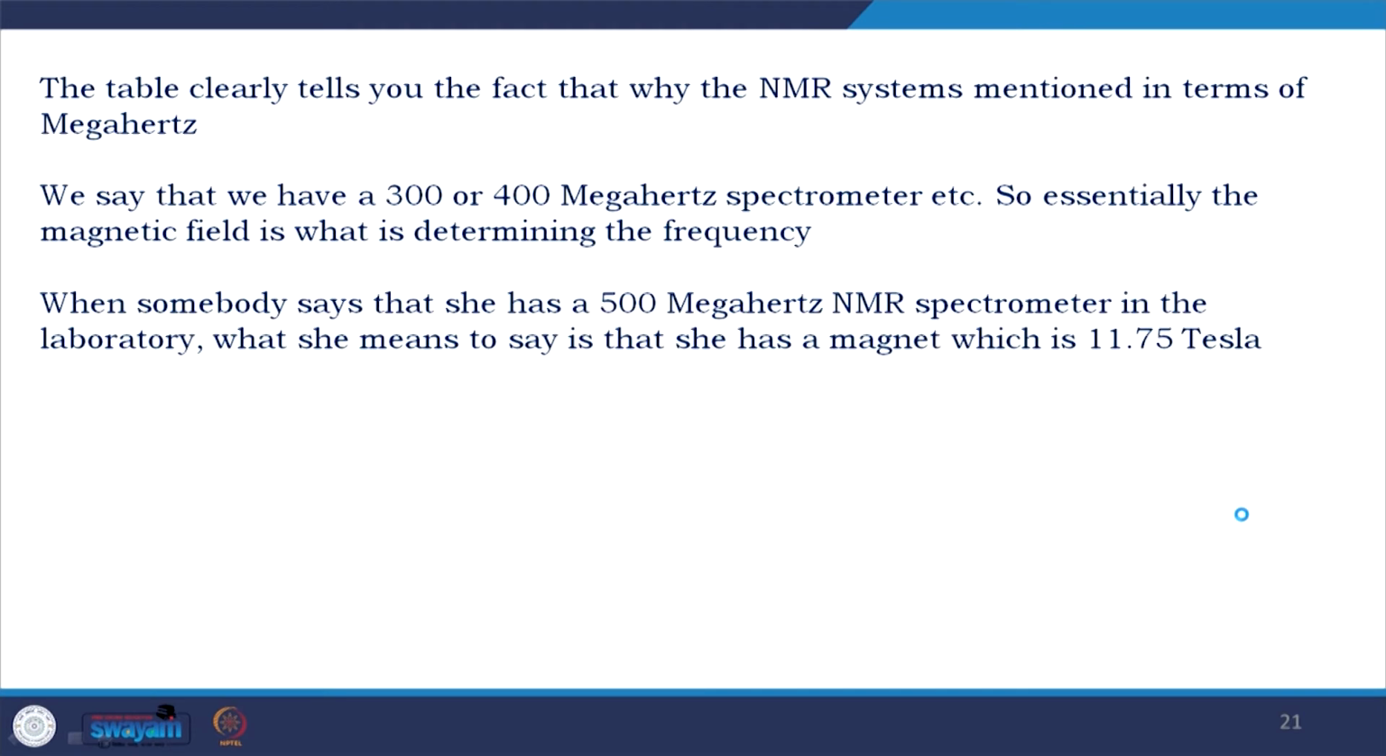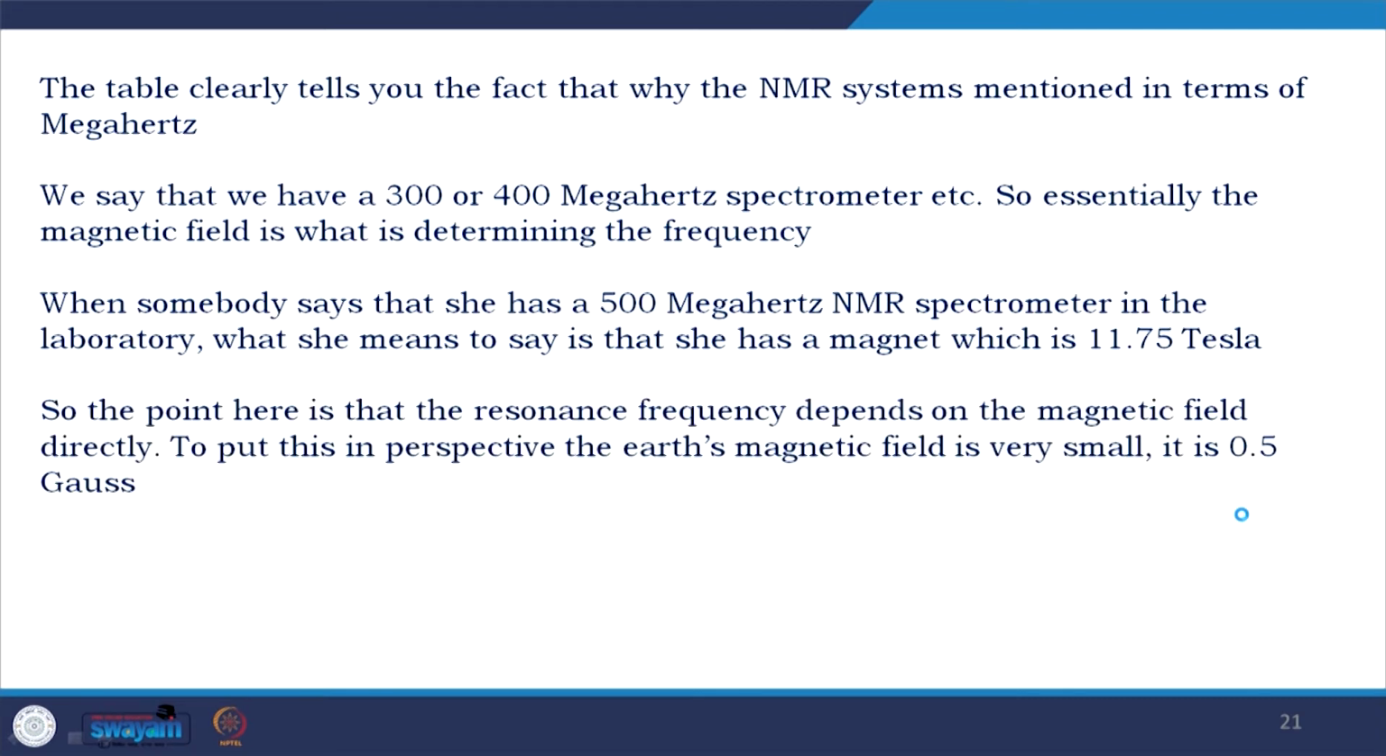When somebody says that he or she has a 500 megahertz NMR spectrometer in the laboratory, what he or she means to say is that it has a magnet of 11.75 Tesla. So, the point here is that the resonance frequency depends on the magnetic field directly.